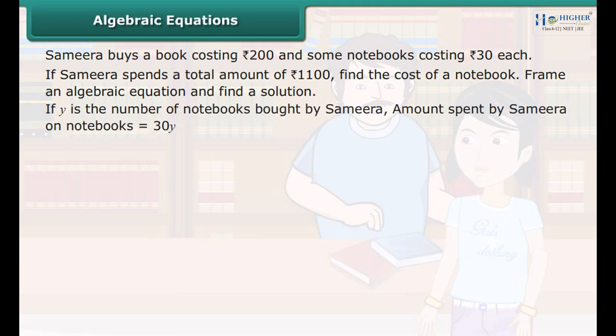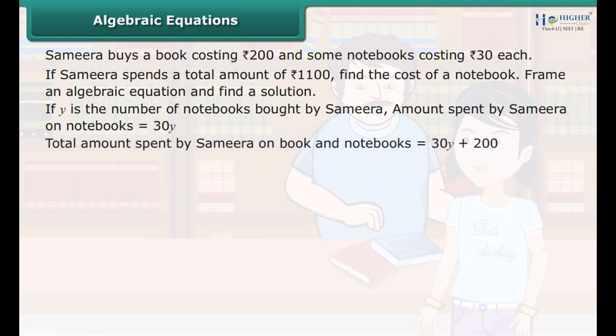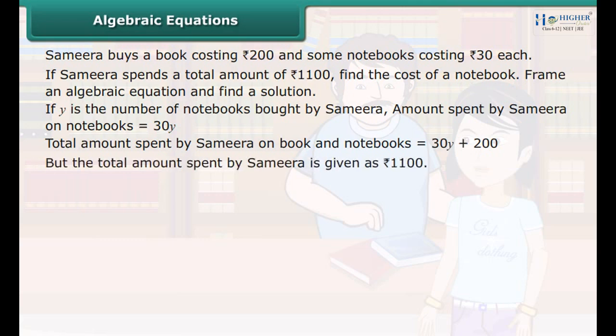If Y is the number of notebooks bought by Samira, amount spent by Samira on notebooks is equal to 30Y. Total amount spent by Samira on book and notebooks is equal to 30Y plus 200, but the total amount spent by Samira is given as 1100 rupees. Therefore, 30Y plus 200 is equal to 1100.